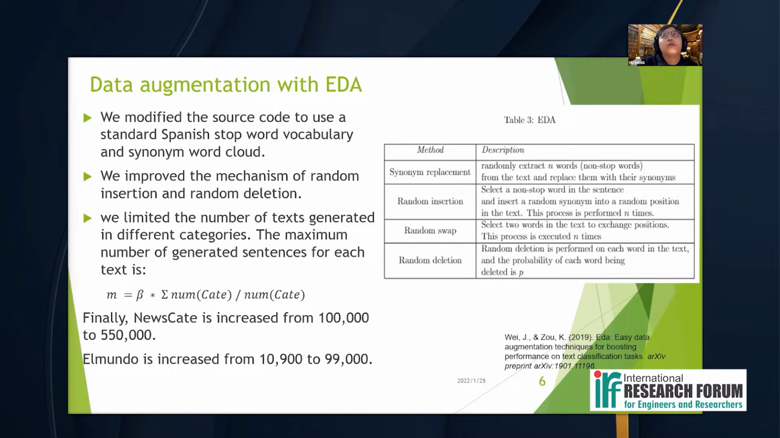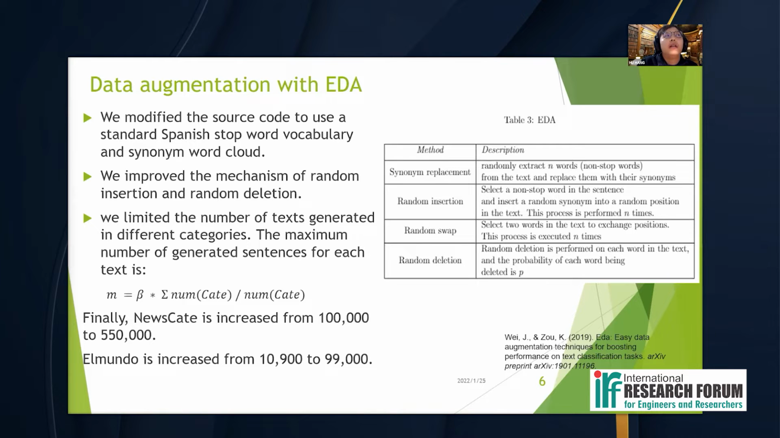First, we modify the source code and use the standard Spanish stopword vocabulary and the synonym word cloud. Second, we improve the mechanism for random insertion and random deletion, because in the original settings they do the swap among the sub-sentences, and we find this may harm the presentation of the text. So we limited this within the sub-sentence.